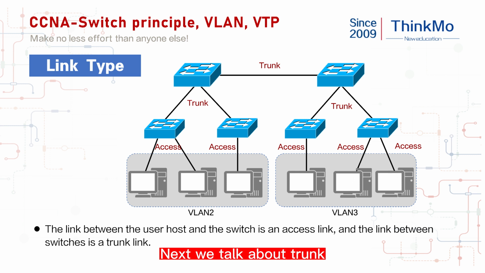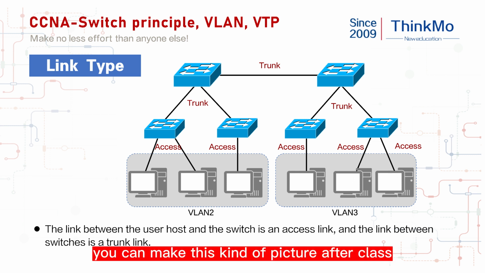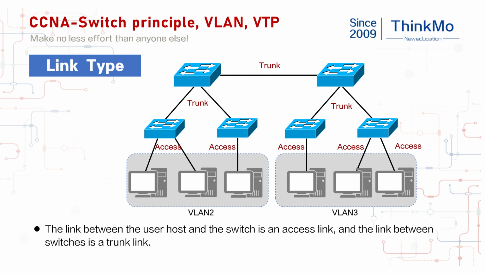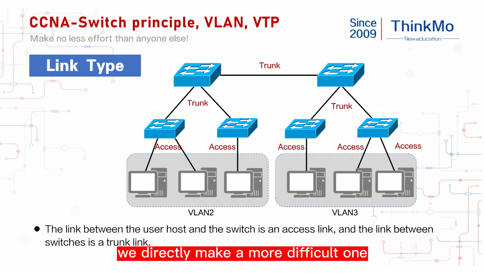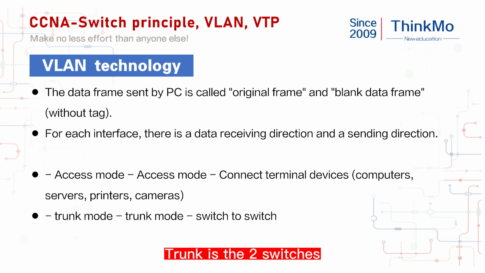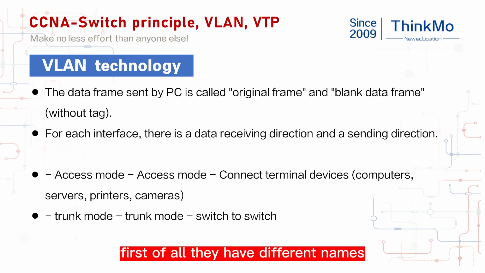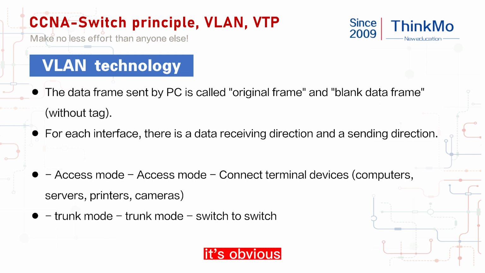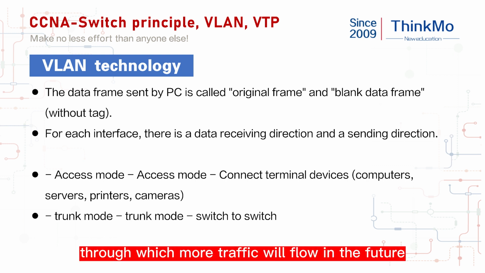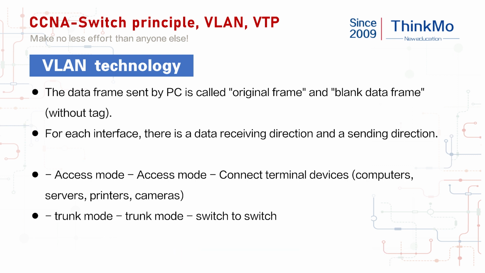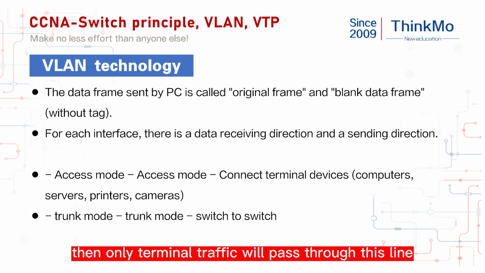Next we talk about trunk. If you are interested, you can make this kind of picture after class. This diagram is more basic. When we make a trunk, we directly make a more difficult one. We do one-arm routing. Trunk is between the two switches. The difference between trunk mode and access mode is that, first of all, they have different names. It's obvious. Trunk means the main road through which more traffic will flow in the future. In the access mode, it is directly connected to the terminal. Then only terminal traffic will pass through this line.